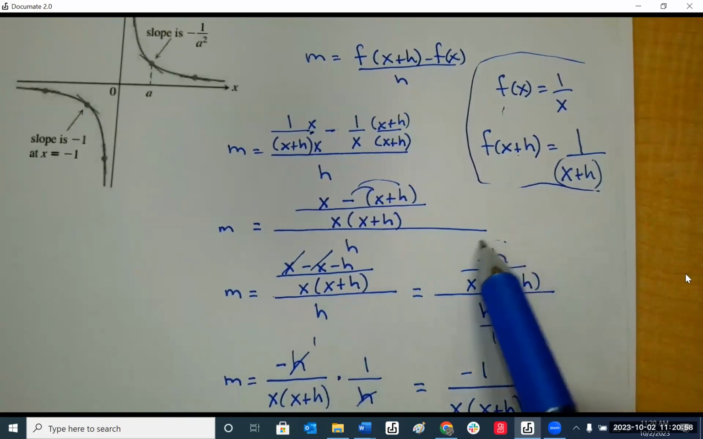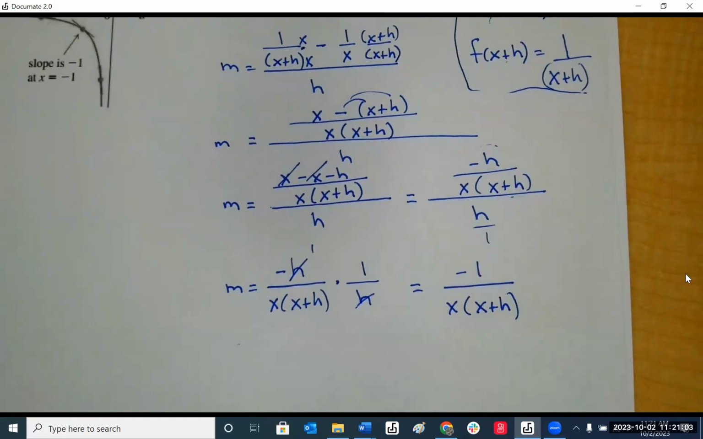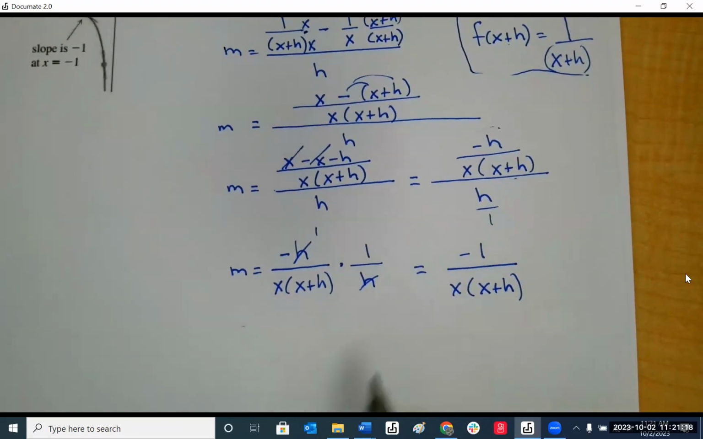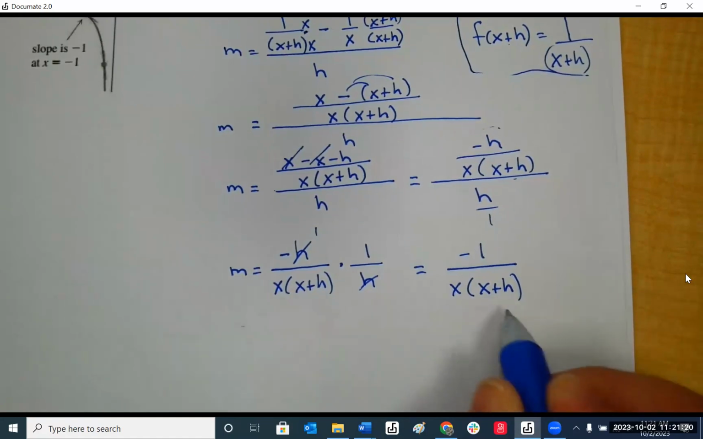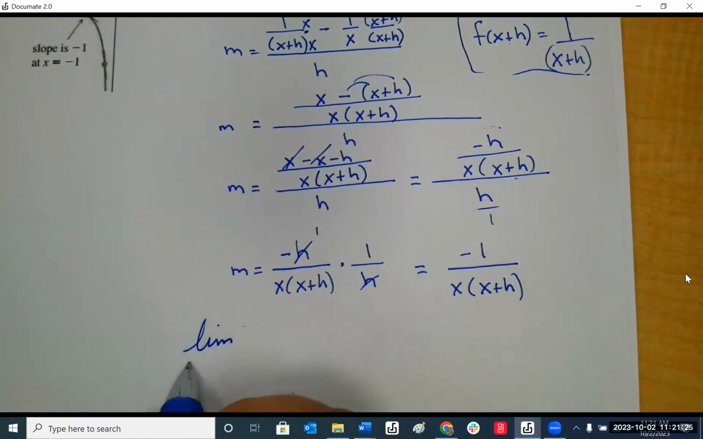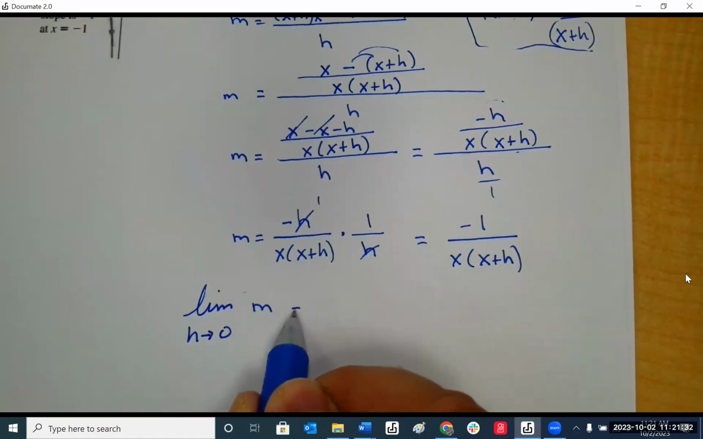Then we have a fraction on top of a fraction. And that's where we are. That's just, again, the algebra part. It's the calculus we haven't even done yet. So we have to find the slope. We can't find the slope because it has that h in it. So the slope is the limit as h goes to 0 of our slope.